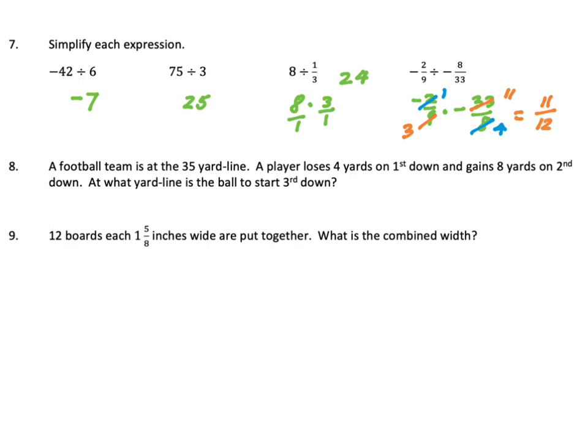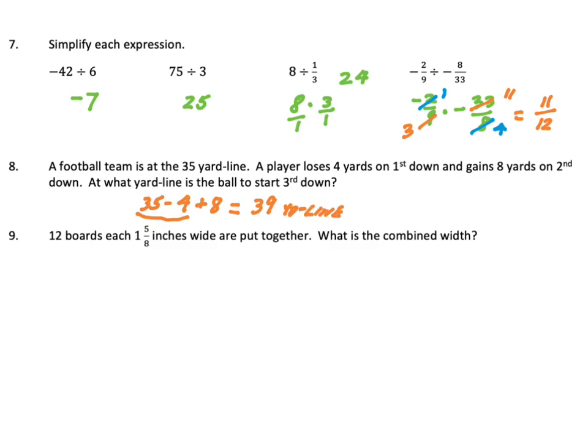Number 8, a football team is at the 35-yard line. A player loses 4 yards, so we're going to take 4 away from that, and gains 8 yards. Where does the team end up? 35 minus 4 is 31. 31 plus 8 puts them at the 35-yard line.